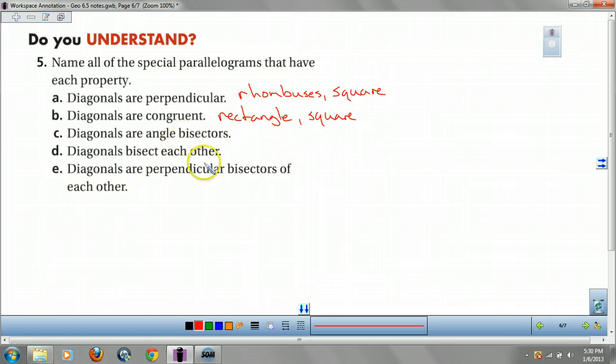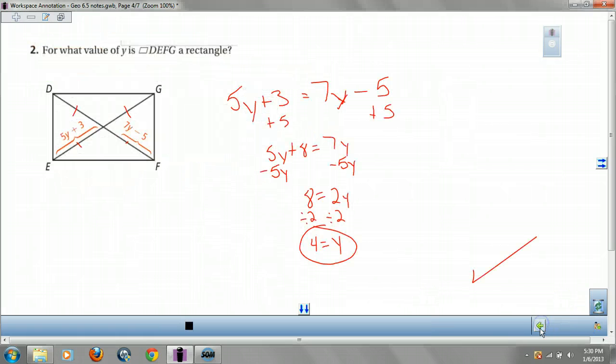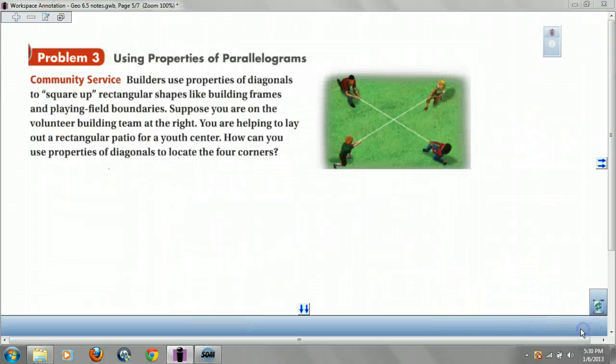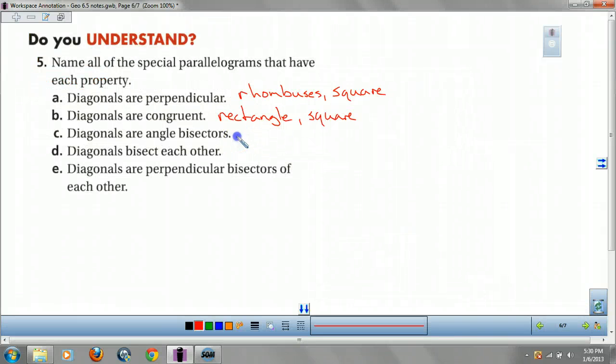Diagonals are angle bisectors. Let's see if we have any theorem like that. Bisects opposite angles, then it is a rhombus. So rhombus. And if it's a rhombus, it could also be a square. Diagonals bisect each other. That is all parallelograms, guys. So all 3.